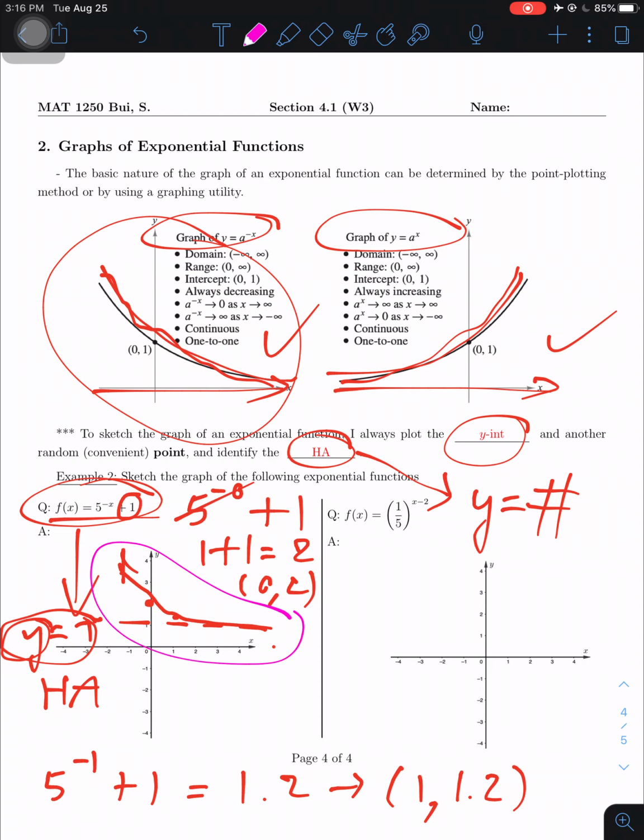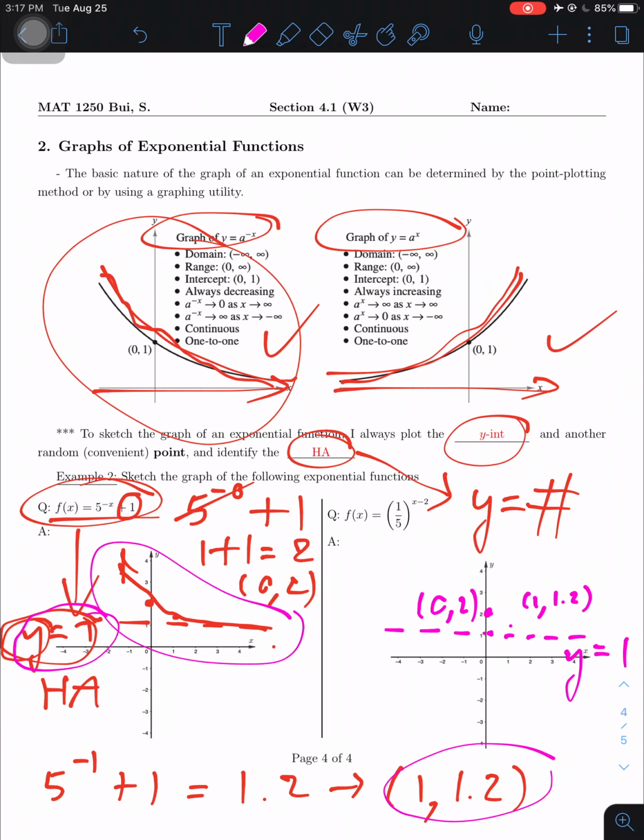First of all, I have my 2 points. I have the y-intercept, which is (0, 2). Second, I have the second point, which is (1, 1.2). And third, I'm going for the horizontal asymptote. So I'm going to draw the dash line at y equals 1, and make sure you label it too. This is y equals 1, and then this is (0, 2), and the other one is (1, 1.2).